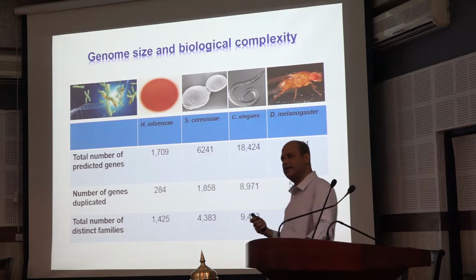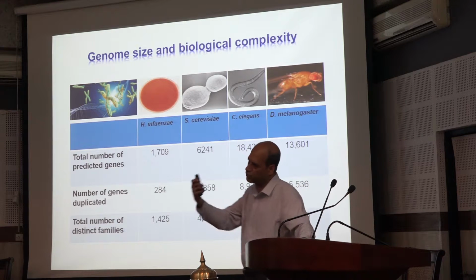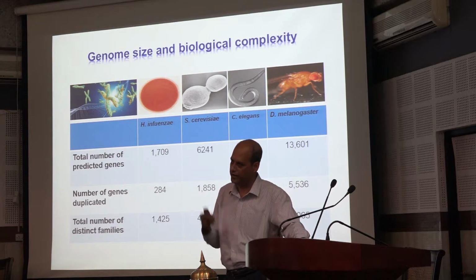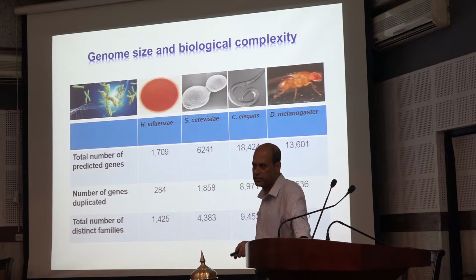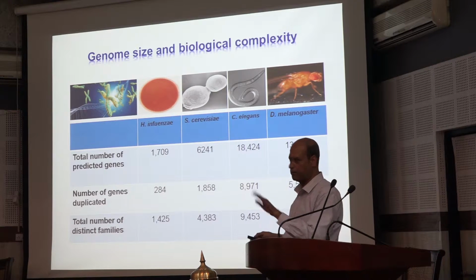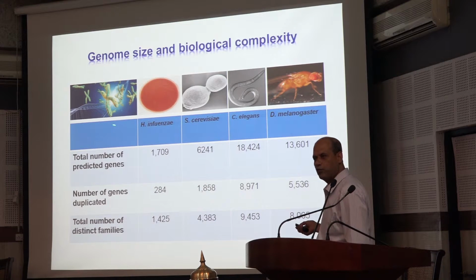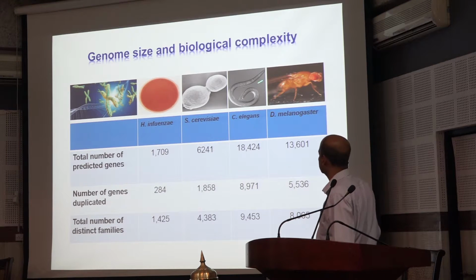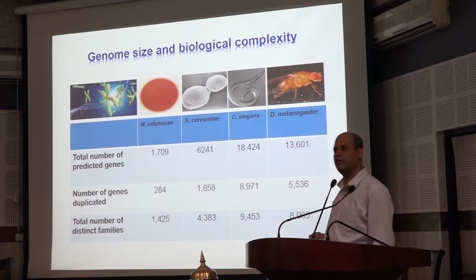Now, the question is, I started with genome, genomics, and then proteome and proteomics. The question is, when you know every gene in an organism, 30,000 genes in human, why do you need to know the protein? The best example is this. We have taken four examples. This is a prokaryote, a bacterial cell, Haemophilus influenzae, then Saccharomyces cerevisiae, a budding yeast. You have C. elegans, and Drosophila or the fruit fly.